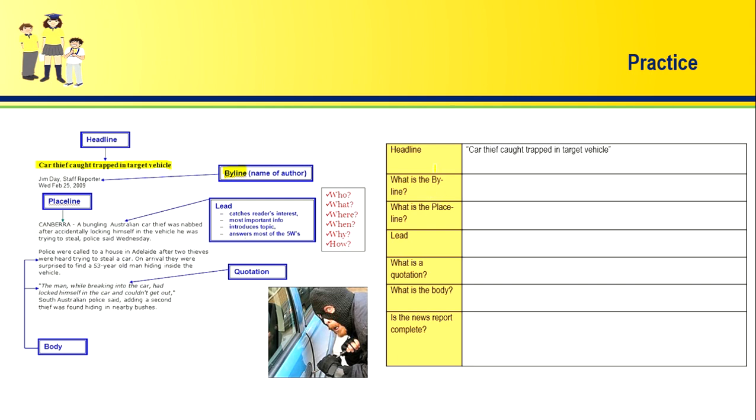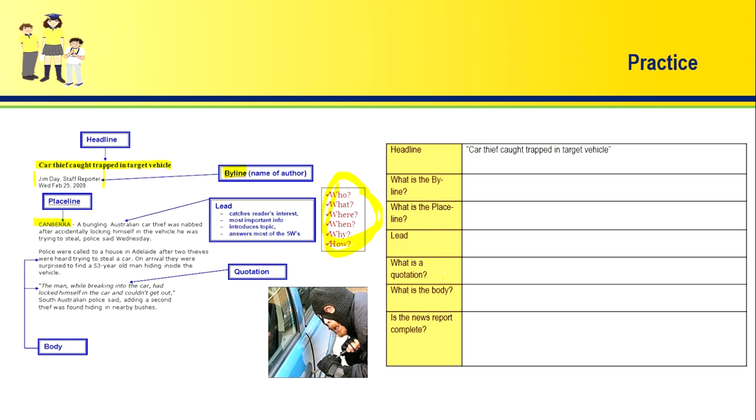It's really short and catchy. Then we are asked what the byline is, which is this. Then you are asked what the place line is. I mean, this is the byline, this is the place line, I'm sorry. So you are asked about the byline and the place line, byline here, place line here. Then you are asked about the lead. You had to answer which questions appear in the lead. Does it answer the who, the what, the where, when, why, and how?